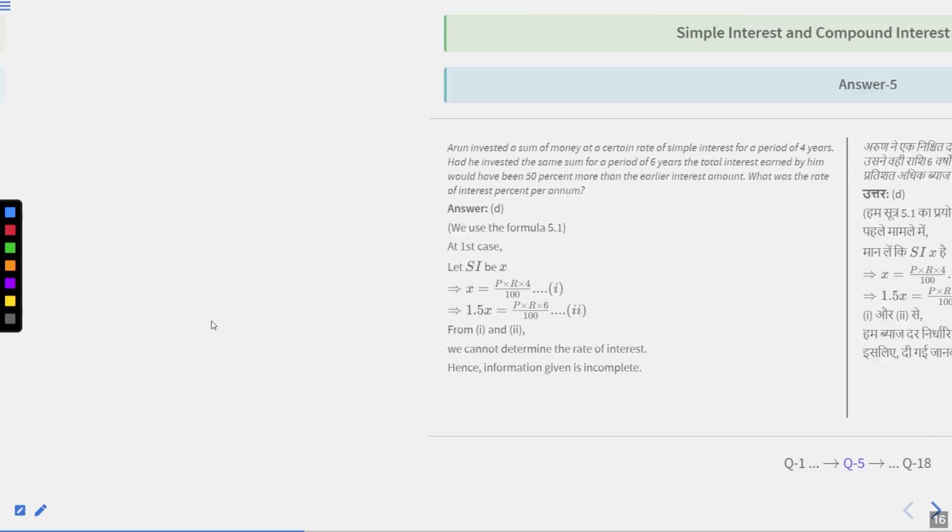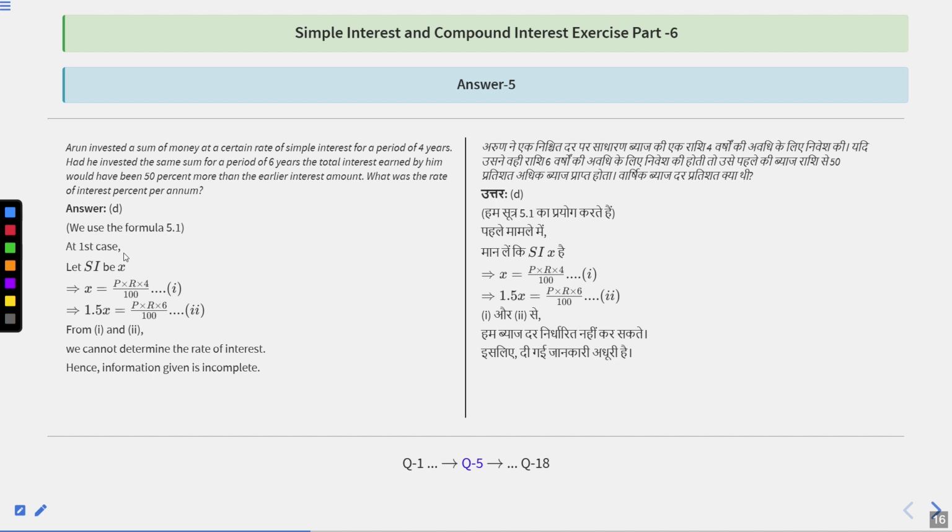Now time's up. Let's see the solution. In the first case, if the simple interest is x, then x equals P into R into 4 upon 100. According to the second case, 1.5x equals P into R into 6 upon 100. Now you can analyze that there are 3 variables and only 2 equations, so we cannot calculate this. We cannot determine the rate of interest, since the given information is incomplete. So D is the correct answer.